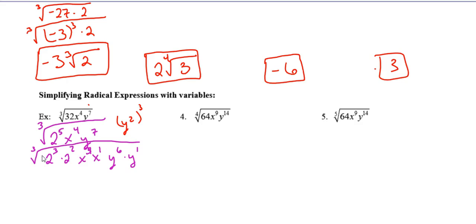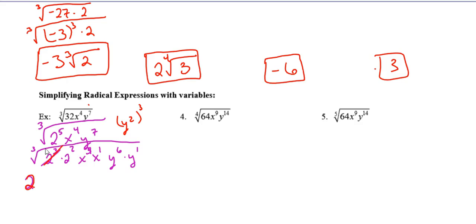So let's now break this down, right? Remember, you can turn indexes into rational exponents by dividing. So 2 to the third power, 3 divided by 3 is 1. So that 2 comes out, and that's gone. Let's write this in red.